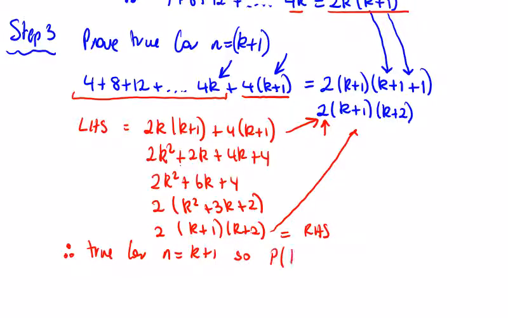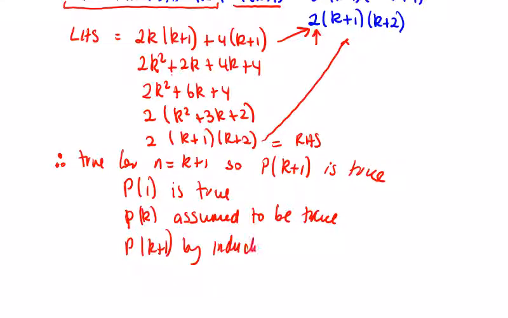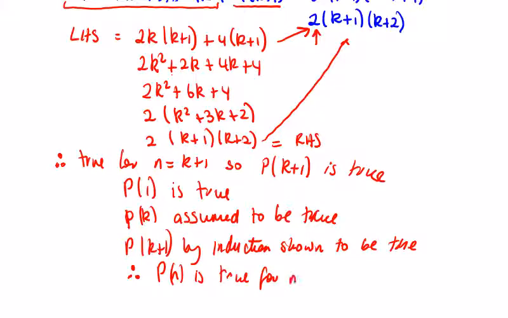So proposition k plus 1, this doesn't have to be exact, but something along these lines is true. So we normally finish off by saying proposition 1 is true, proposition k assumed to be true, proposition k plus 1 by induction shown to be true, or proven to be true. Therefore proposition n is true for all n is an element of natural numbers.